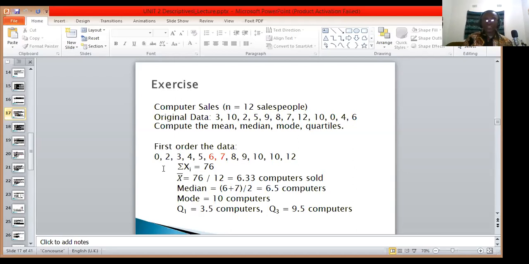So what you do is, we have the number between 3 and 4 on the lower part, and on the upper part we have the number between 9 and 10. If you are moving from the bottom, we have got 3 and 4. If you are moving on the other part, you have got 9 and 10. So your lower quartile is between 3 and 4, and your upper quartile is between 9 and 10.